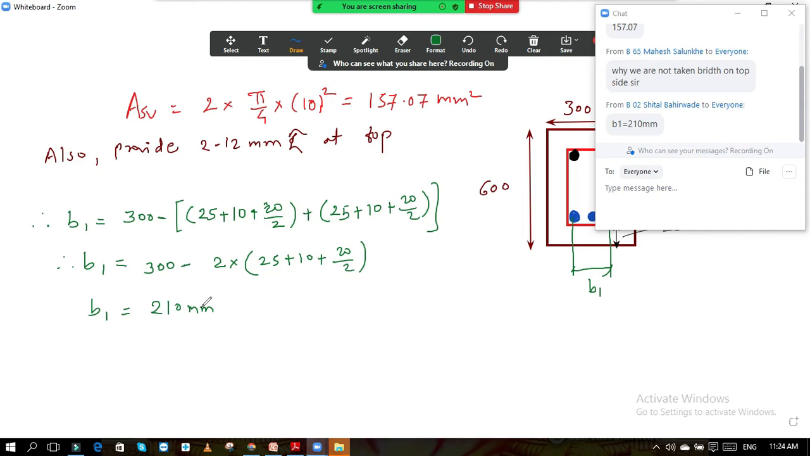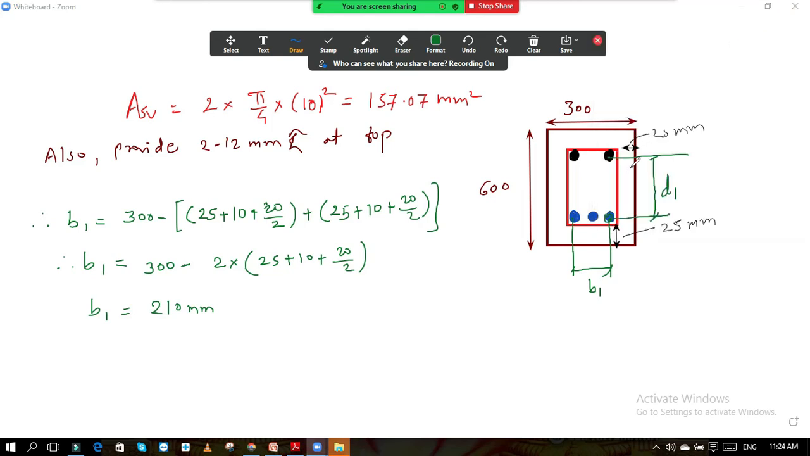So roll number 65, I hope now you have got your answer. Okay, why we are not taking breadth on the top side, that is the reason. Okay, so 210 answer correct. V1 value. Now similarly we are going to calculate the D1.